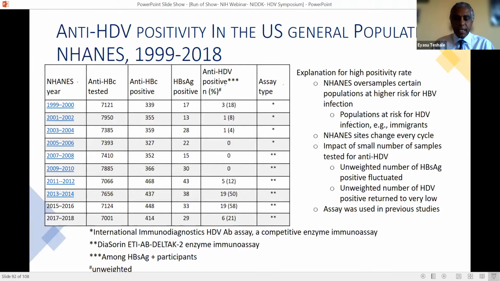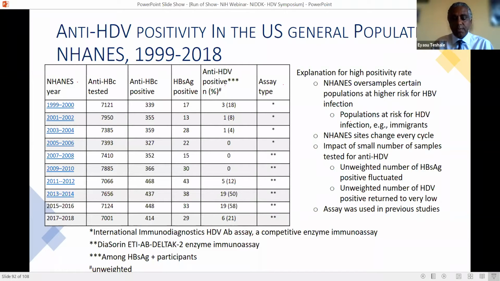Since 1999, we have tested hepatitis B surface antigen positive samples from the National Health and Nutrition Examination Survey for HDV. The assay used during 1999 to 2006 was different from that used from 2007 to 2018. The prevalence of HDV positivity during 1999 to 2004 ranged from 4% to 18%. There were no positive samples during 2005 to 2010. However, during 2011 to 2018, positivity was higher and ranged from 12% to 58%.